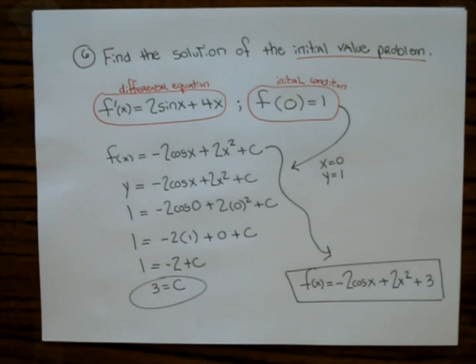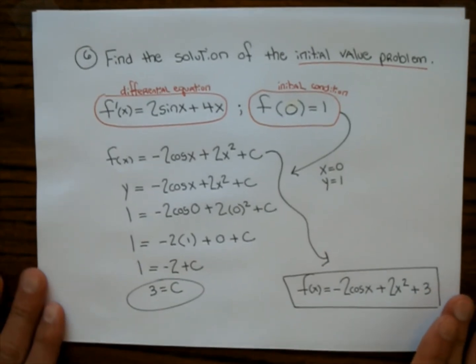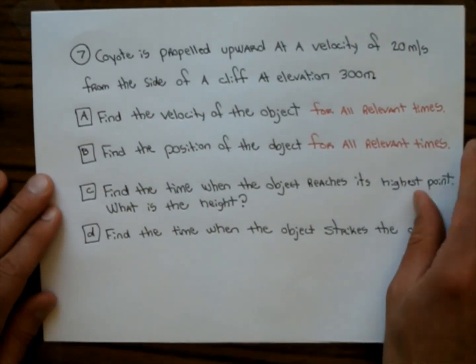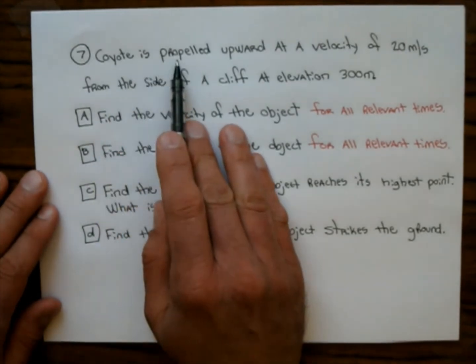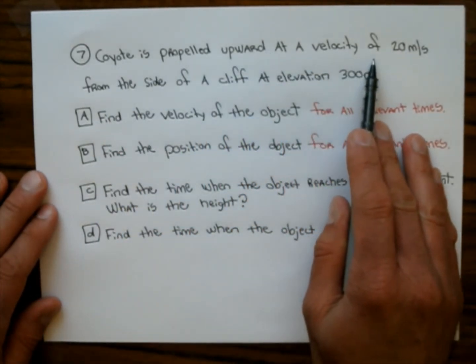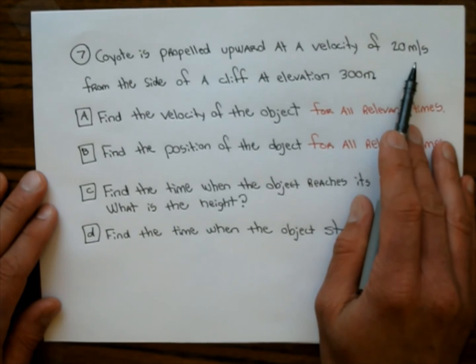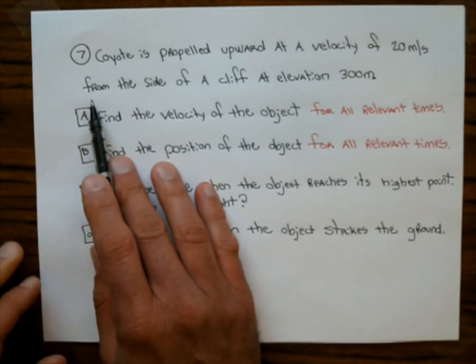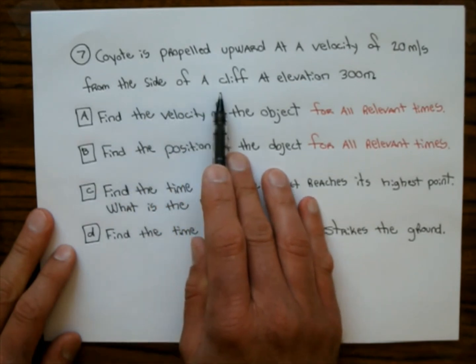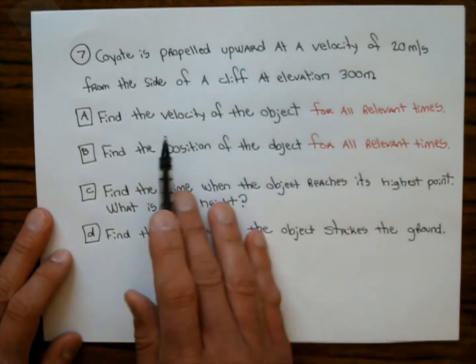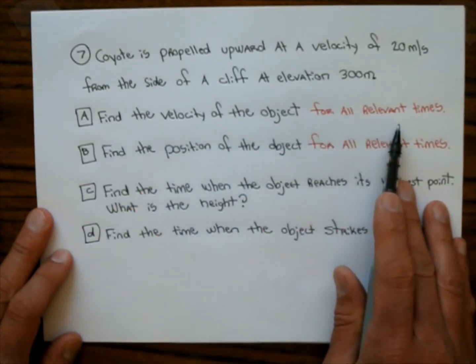Let's go ahead and do our last problem from this section, and it is problem number 7. So there it is. Coyote is propelled upward at a velocity of 20 meters per second. So they're going to use meters in the problems that I assigned. He's propelled upward at that velocity from the side of a cliff at an elevation of 300 meters. So they ask us to find the velocity of the object for all relevant times.